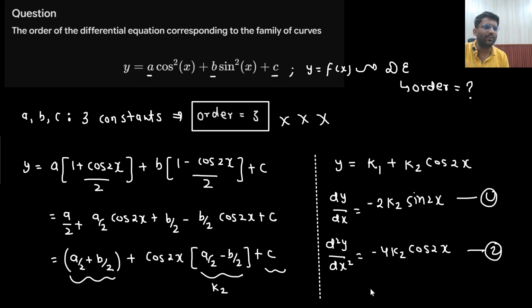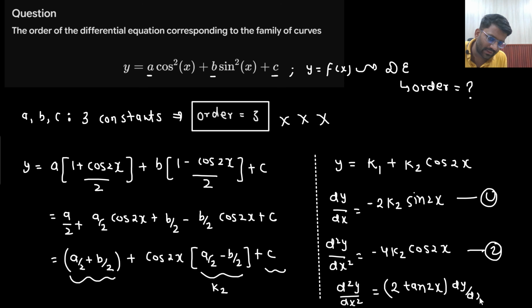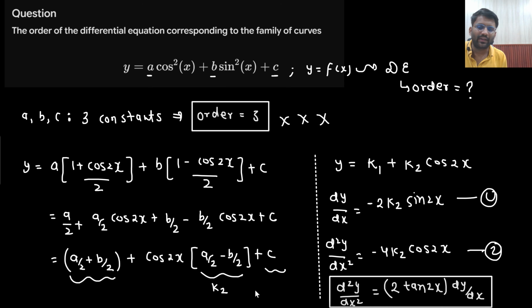I will divide equation 2 by equation 1. What will I be getting? d2y by dx2 divided by dy by dx would be equal to, this k2 will get cancelled out, 2 tan 2x. That's it. This is the equation that you are getting. Simply do the division, you will get the answer. Divide equation 2 by 1.